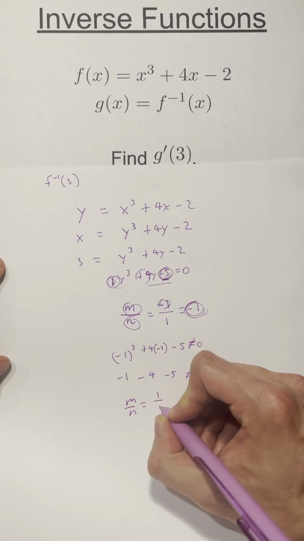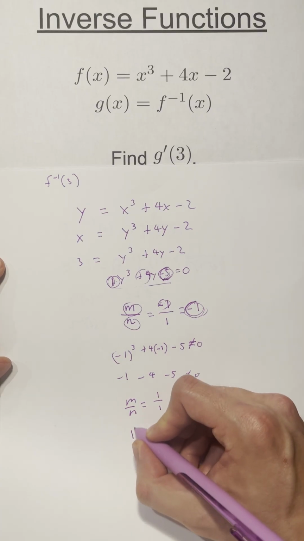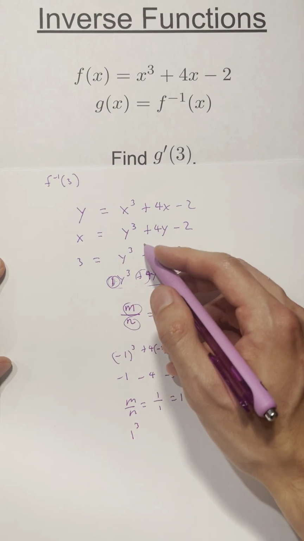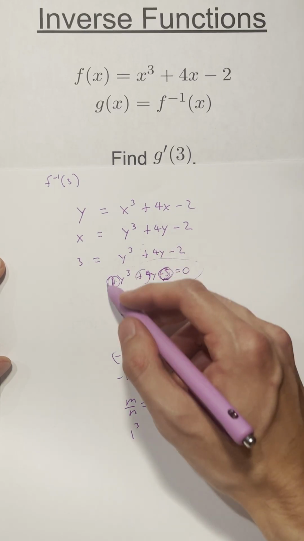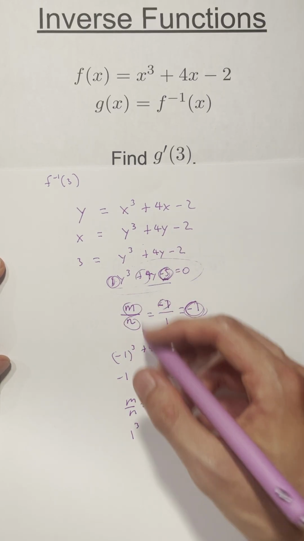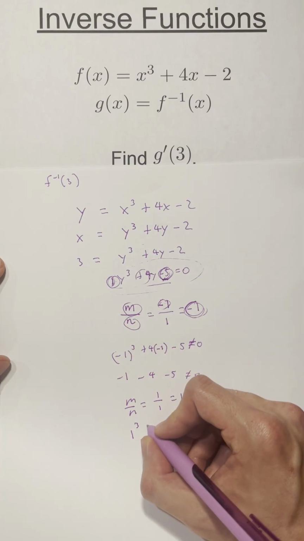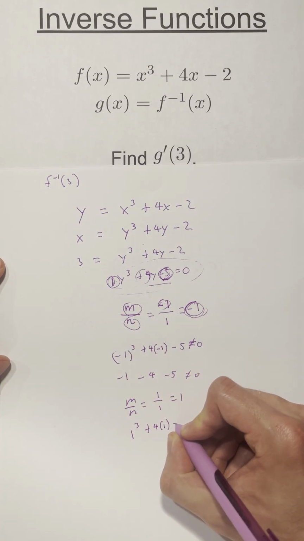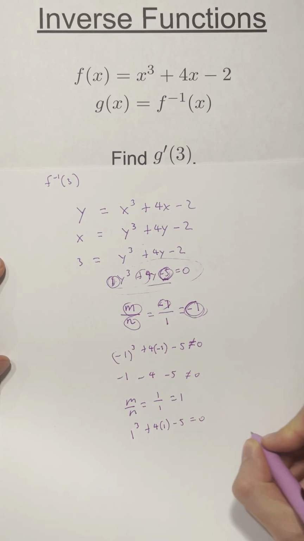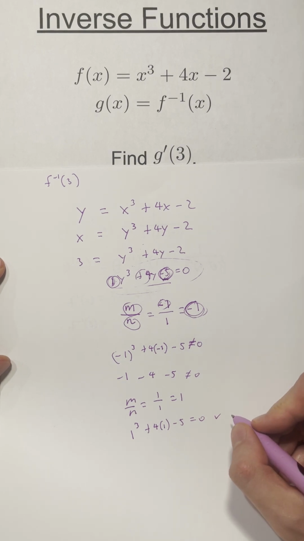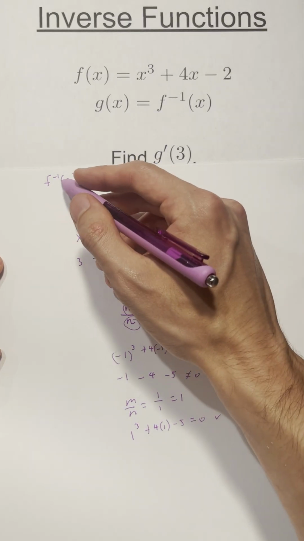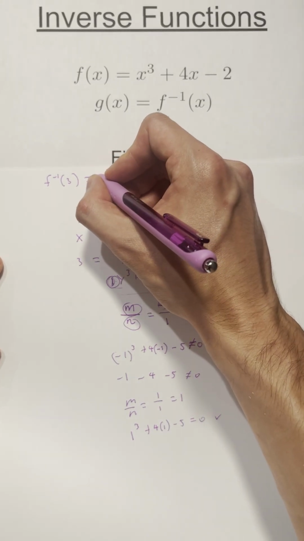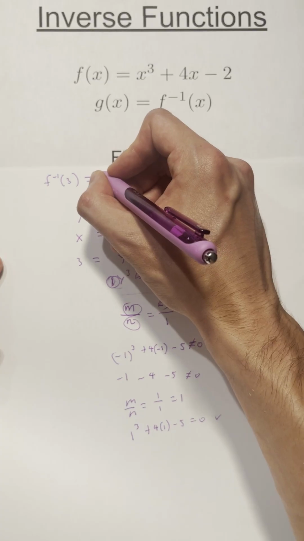Let's try 1 over 1. So we're plugging 1 into this now. Okay, so 1 cubed plus 4 times 1 minus 5. Is that equal to 0? Yes. Okay, so that means f inverse of 3 is going to be equal to 1.